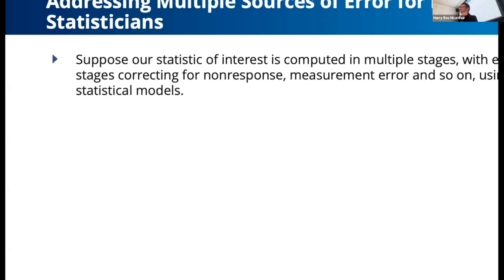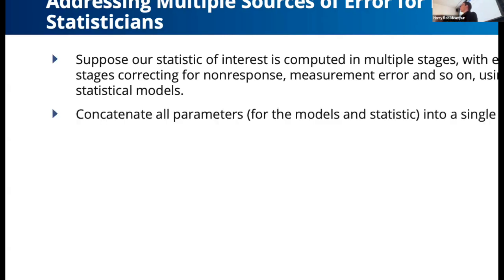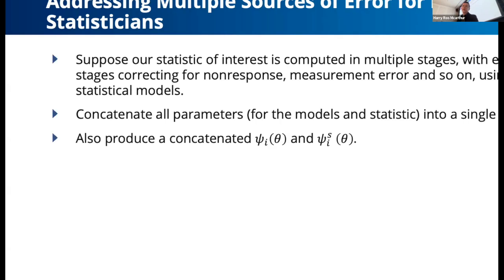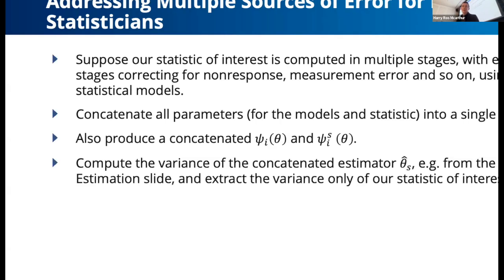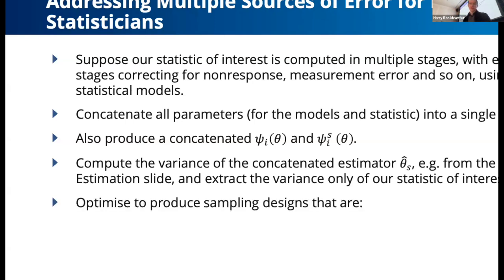So how do we use the formulas on the previous slide for this case? Well, we just stack the column vectors. We concatenate all parameters into a single column vector theta. We concatenate the estimating equations, and hey presto, you can now use the previous formulas to compute your standard errors, which end up being variance covariance matrices. And now you can pick off the element on the diagonal that gives you the variance for the statistic or statistics that you're interested in.